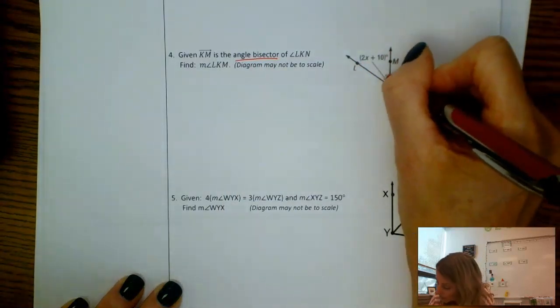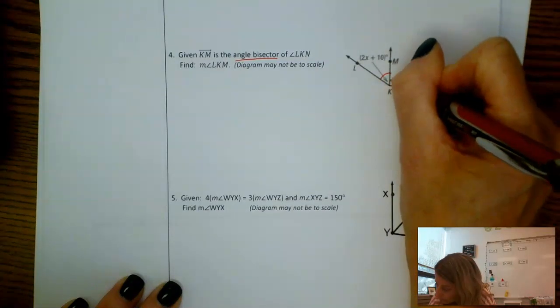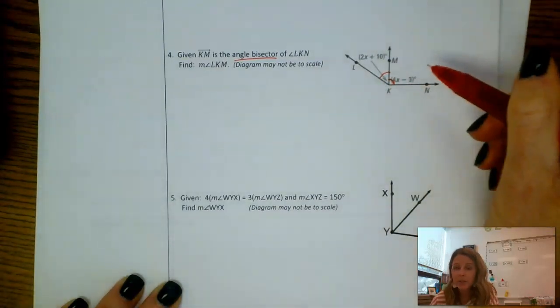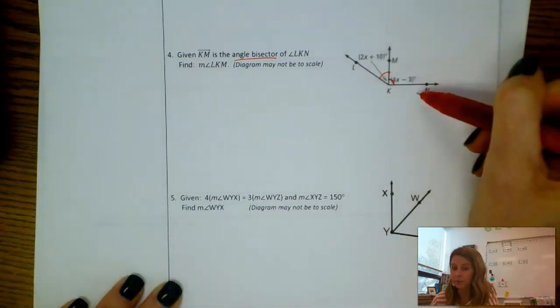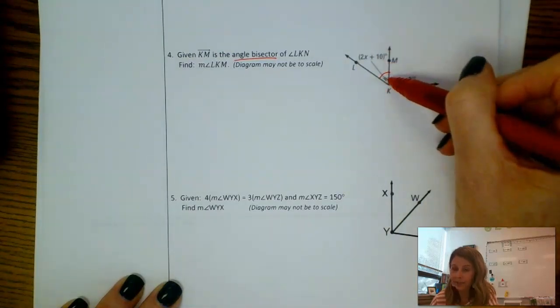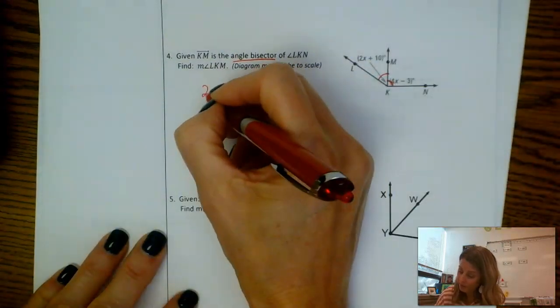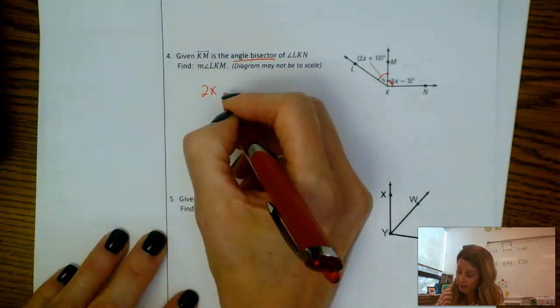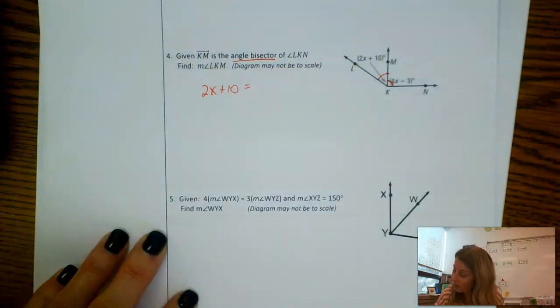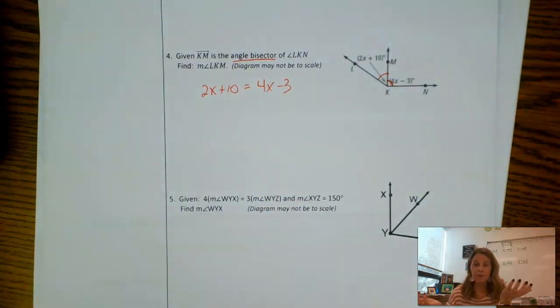So I'm going to draw an arc here. I'm going to draw a small one because I don't want to cover up my numbers. So that tells me they're equivalent to each other. So if 2x plus 10 is on this angle, 4x minus 3 is here. If the angles are equal, then those expressions are equal. So I can write this equation, 4x minus 3. And then from here, I just solve.